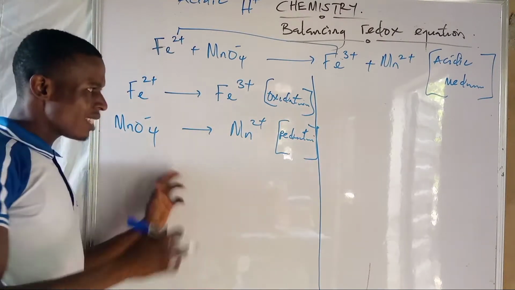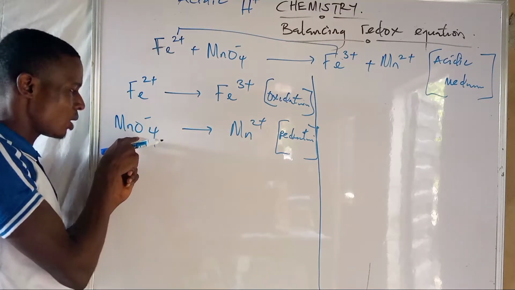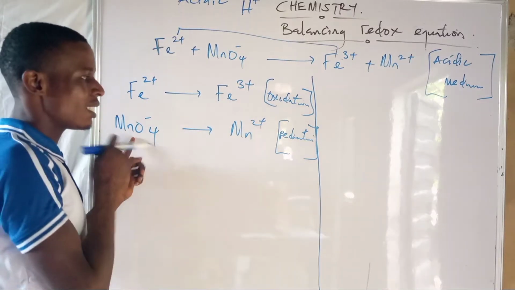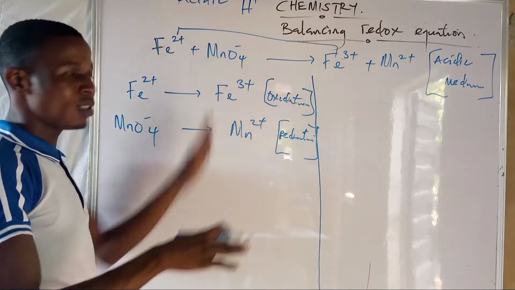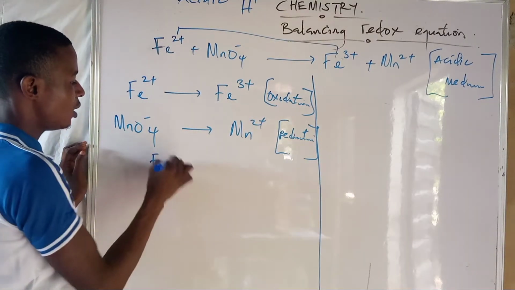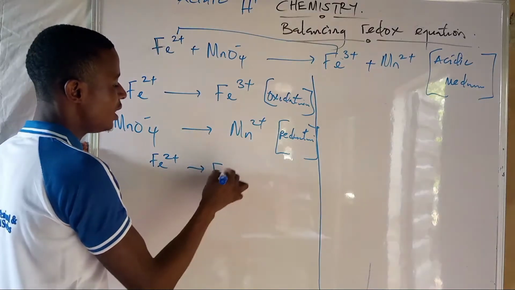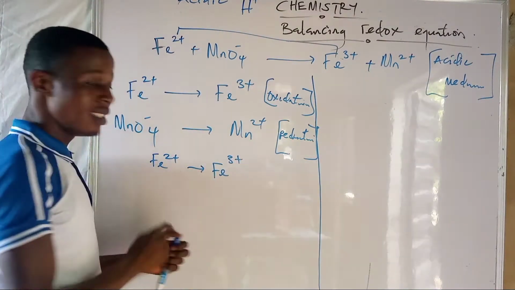reduction. So the first thing you must observe in the second one, as you can see, is oxygen atoms at the reactant side. Can you see oxygen atoms at the product side? No. This is how to balance. Just follow. Let's balance the oxidation first. We have Fe2+ going to Fe3+. Like I said, the first thing you have to do is balance the numbers of atoms.